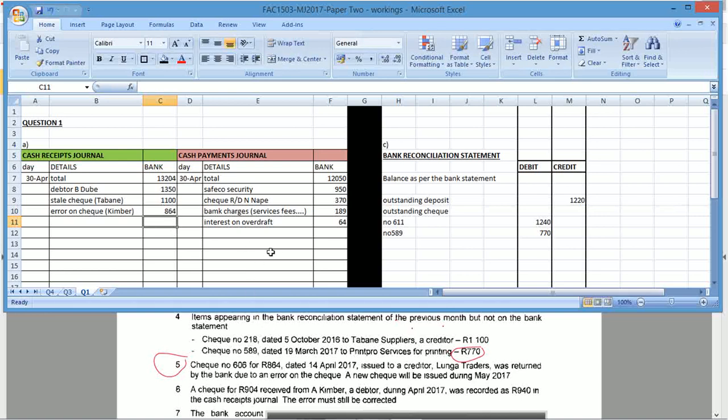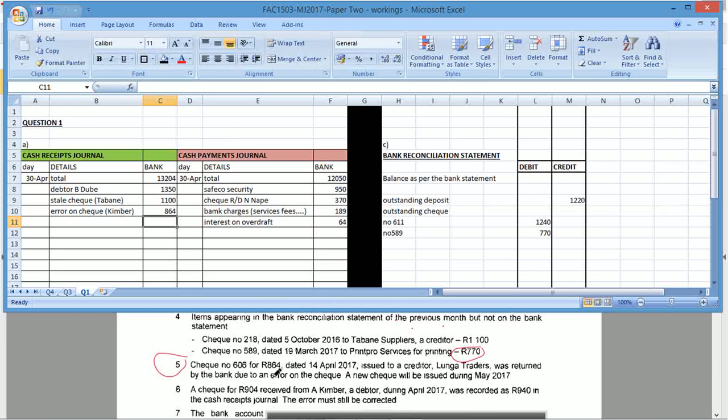A check for 904 received from AK, a debtor, during April was recorded as 940 in the cash receipts journal. The error must be corrected. Okay, so who made the mistake? We did. Exactly, the business. So adjust to reconcile. We adjust because your books are incorrect. Right, so we adjust our books.